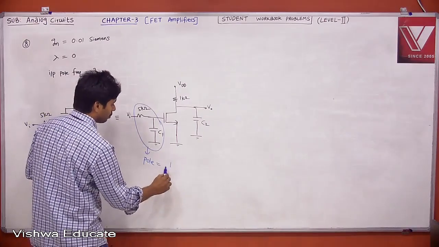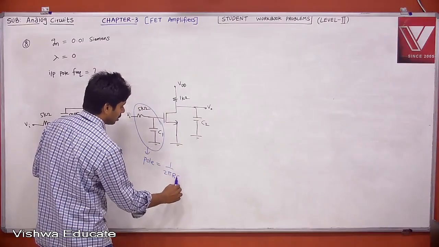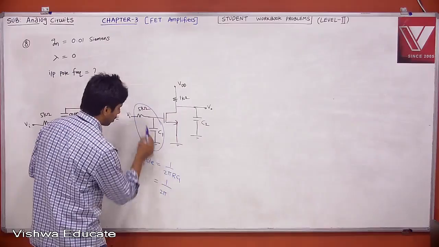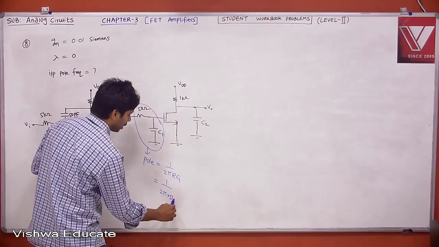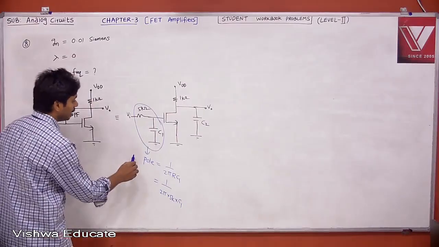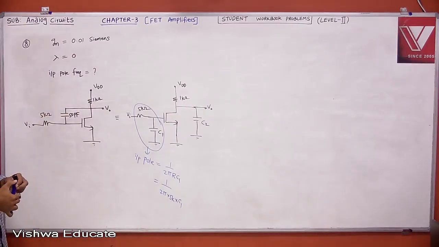Then what is the pole frequency? It is 1 by 2 pi R C1. R is already there, which is 5 kilo ohm, and if you know C1, you will get the answer. This is our input pole. Right? How to get C1?